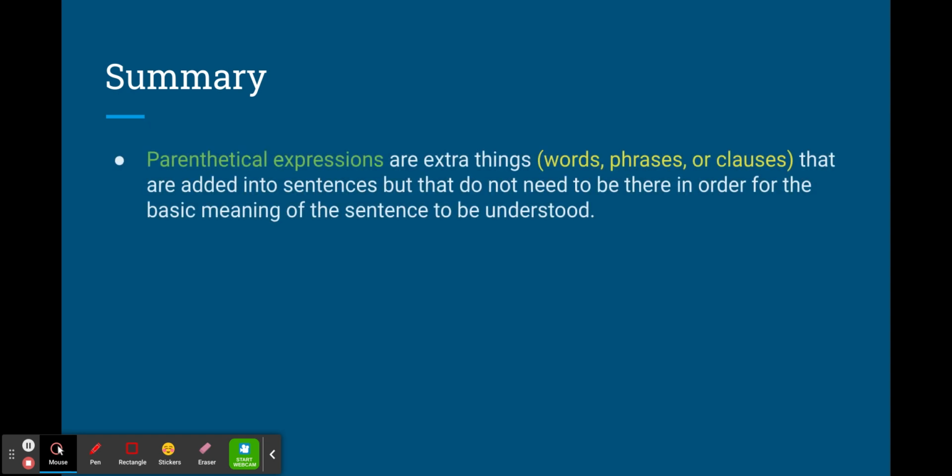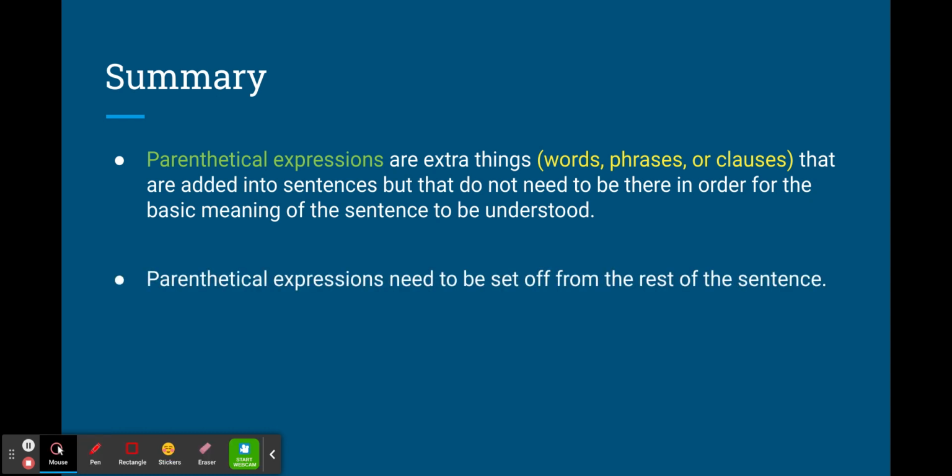All right, so in summary here, parenthetical expressions are extra things that do not need to be there for the basic meaning of the sentence to be understood. We are adding extra stuff. If we take it out, we still understand the sentence. We don't necessarily need them. And because of that, they need to be set off from the rest of the sentence. Okay, you can't leave them in the sentence without making sure you mark that they're extra. And remember, you've got three ways to do that: commas, dashes, parentheses. And there you go. That's it for parenthetical expressions.